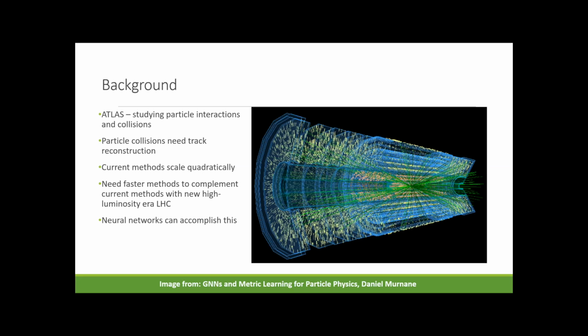So just some background on what I was working on for the ATLAS collaboration. It studies a lot of particle interactions and collisions, and for this, track reconstruction is a critical step, but also a very slow step. The current methods scale roughly quadratically with the number of events that you're studying. Going into the new high luminosity era of the LHC, there will need to be faster methods to complement the current methods. And so neural networks are a way of accomplishing this.